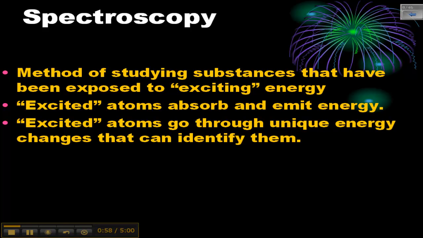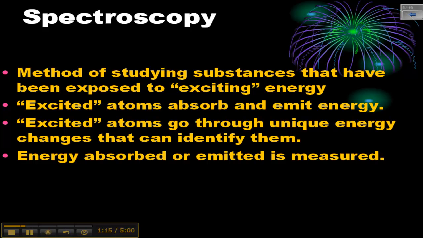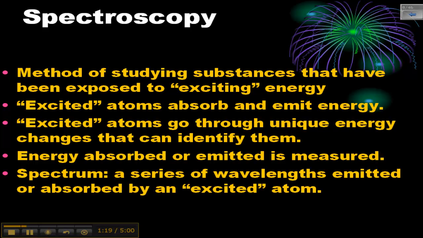So, for example, we use this in astronomy to determine the composition of stars. We know how hydrogen and helium and other simple elements that are in the stars look through a spectroscope, and we can use that to identify what's there. Now, we can measure this energy that's either absorbed or emitted, and what that gives us is what's called a spectrum. It's a set of wavelengths that are either emitted or absorbed by this excited atom.